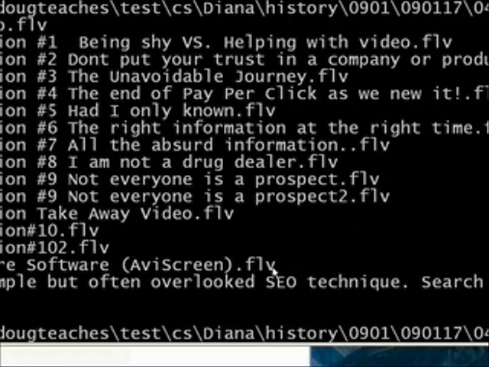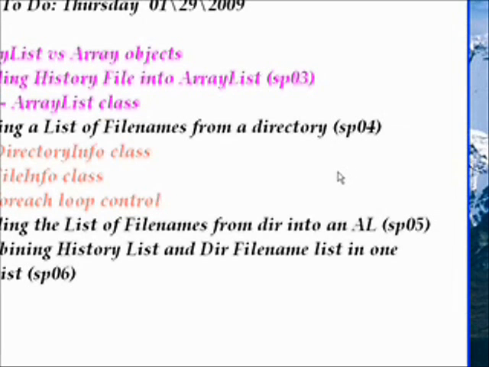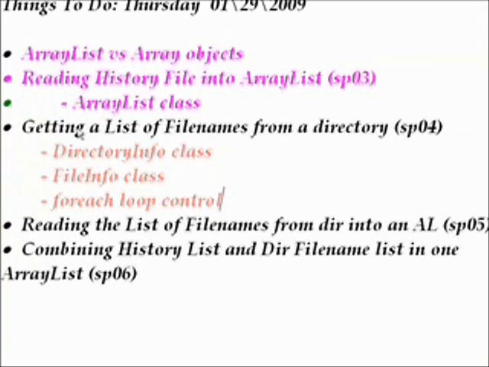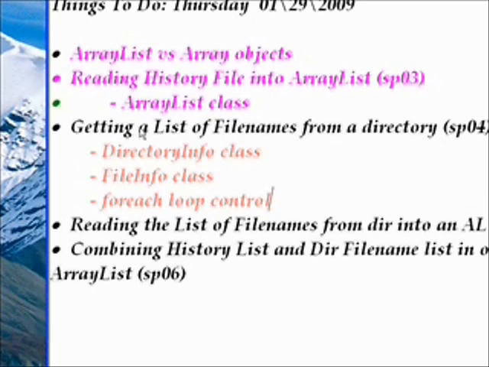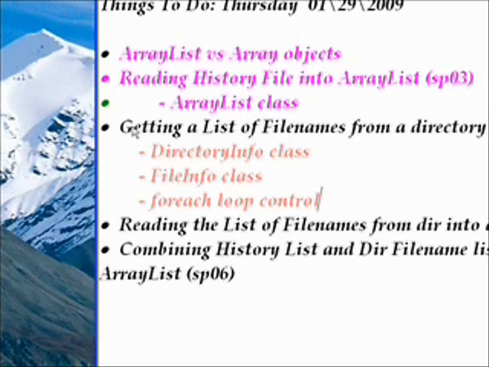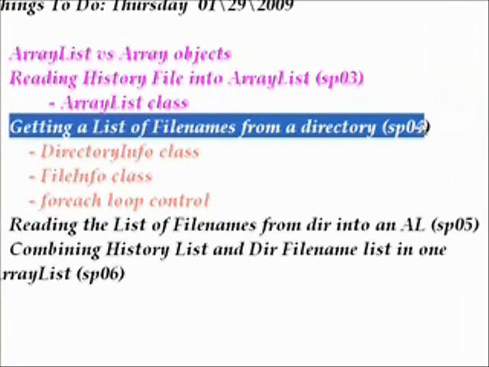So if we look back at our things to do list for the subproblem program 4, we've pretty much accomplished everything. We've gotten a list of file names and we've displayed it on the console DOS box to demonstrate to ourselves that it's working. And in the process of doing that, we've also explained how the directory info class, the file info class, and the for each loop structure control work.